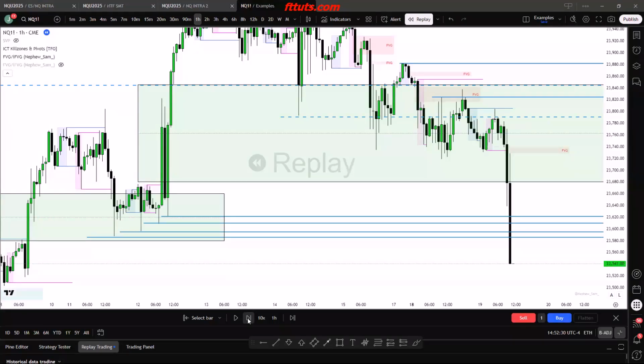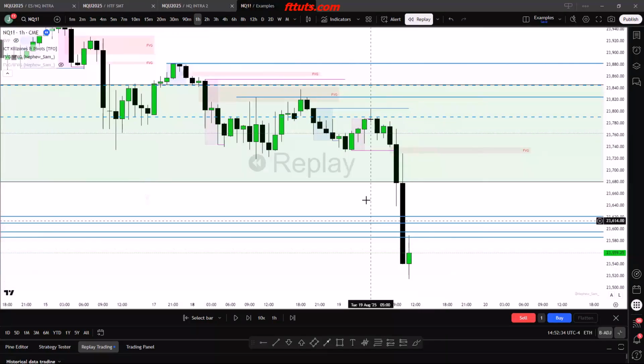Boom, like butter. And look at all the time you had to buy. From the close of this candle, we had a rally of 60 points.